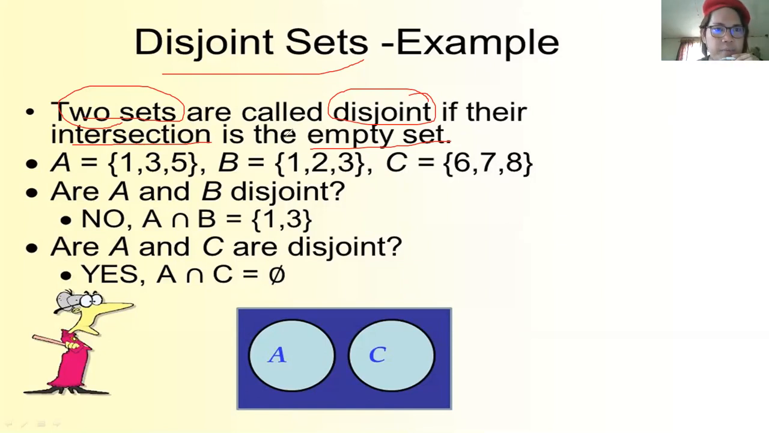So let's have an example. A consists of the elements 1, 3, 5. B consists of the elements 1, 2, 3. And C consists of the elements 6, 7, and 8. Are A and B disjoint? Look at A and B. Are they disjoint?